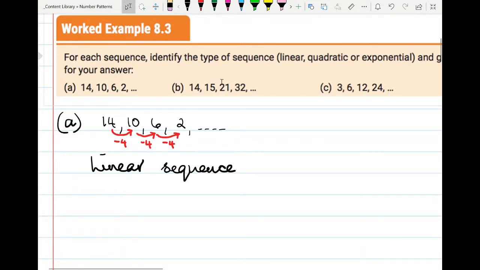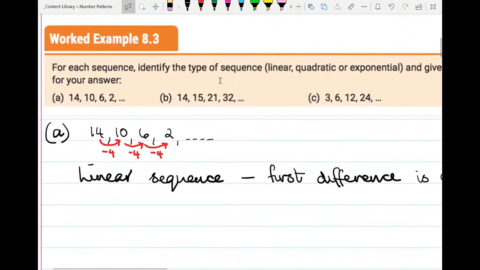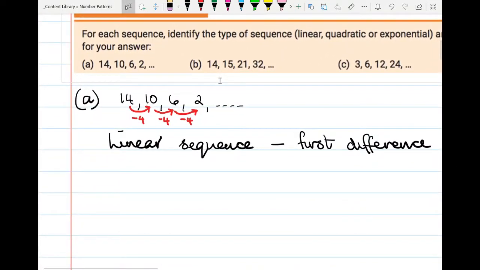And you have to explain why. And the explanation, the neatest and quickest explanation you can give is to say that the first difference is constant. And this is literally the minimum number of words you can get away with. So that one is pretty familiar. Let's have a look at B.